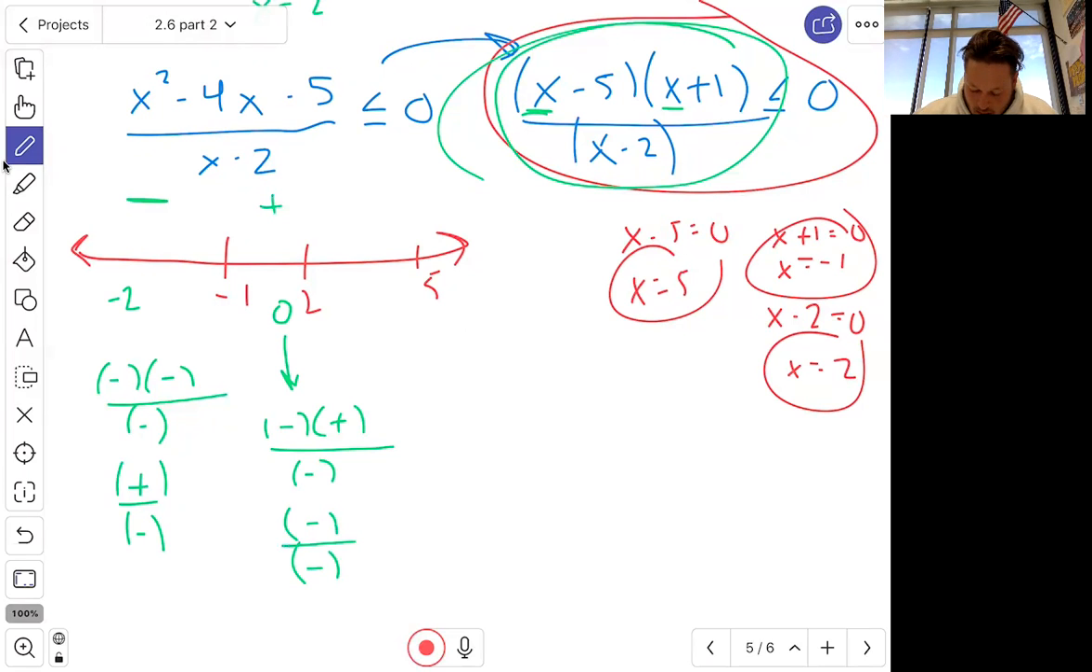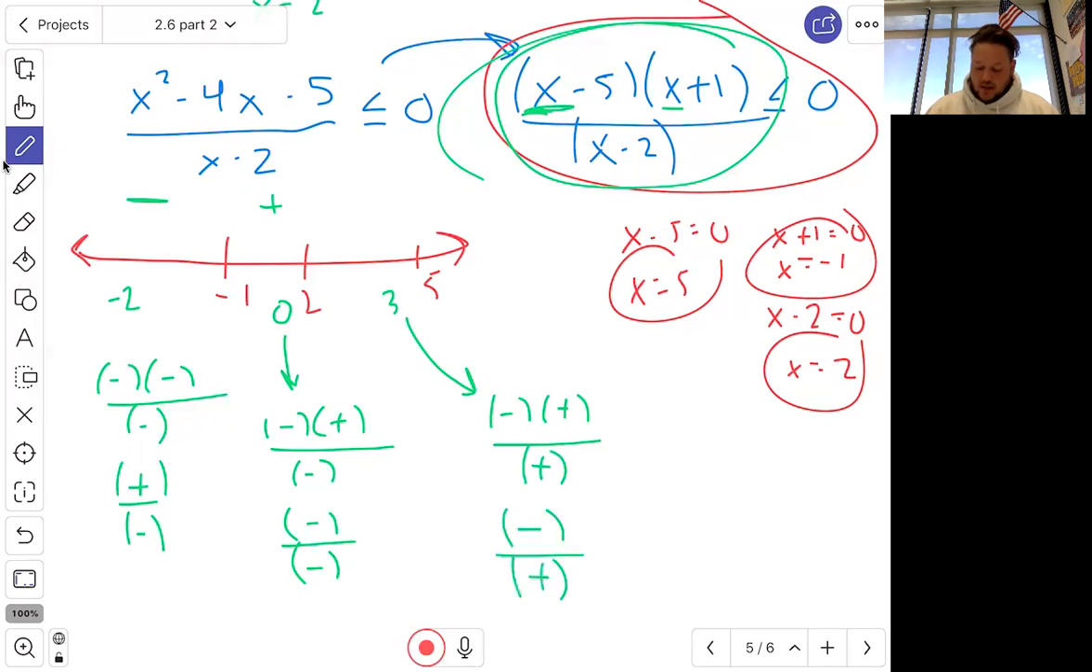Now we're going to test another number. I'm going to test the number 3. So 3 minus 5 is -2, which is a negative number. 3 plus 1 is 4, which is a positive number. And 3 minus 2 is a positive number on the bottom. If I have a negative times a positive on the top, that is a negative over a positive, and a negative over a positive is a negative. And then if I were to test the number 6 out here, 6 minus 5 is a positive, 6 plus 1 is a positive, and 6 minus 2 is a positive. So that's just going to be a positive over a positive, which is positive.